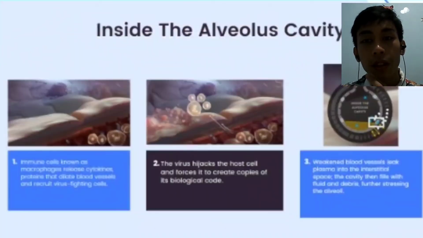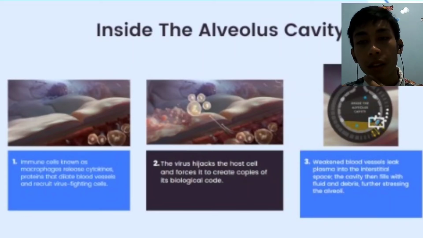And inside the alveoli cavity, the immune cells know that the macrophages release cytokines and proteins that investigate the blood vessel and recruit the virus-fighting cells. The virus aggregates the host cell, forcing it to make copies of the biological code.